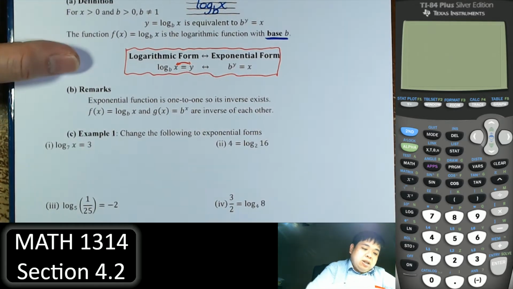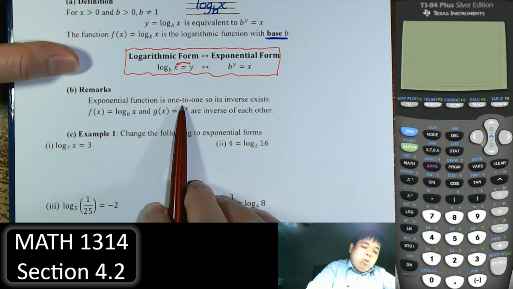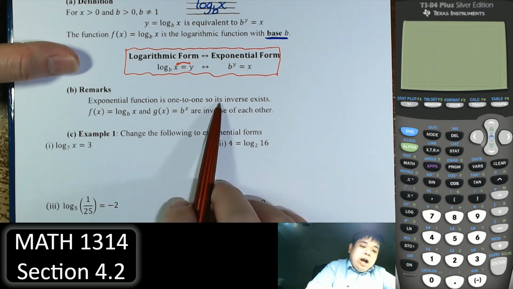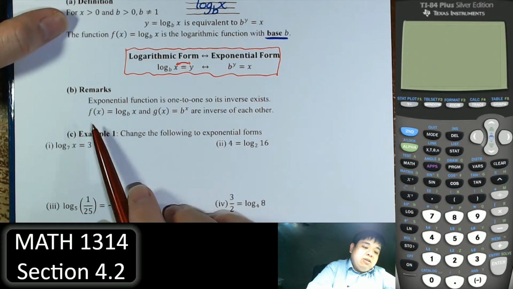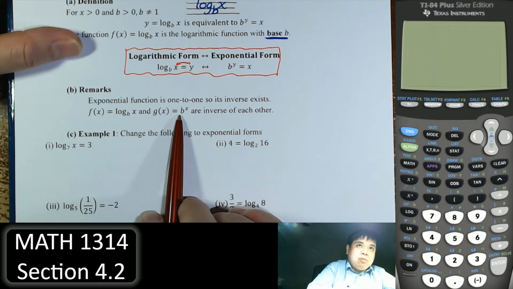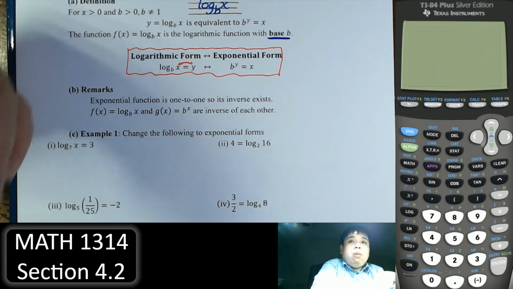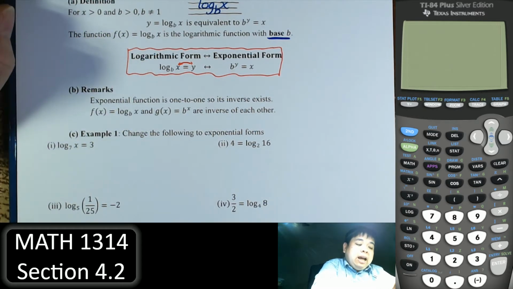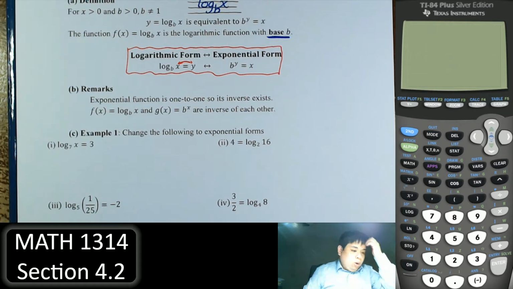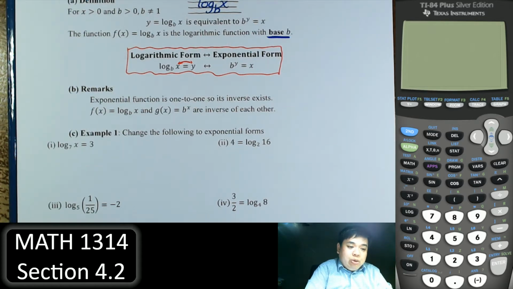So remarks. Exponential function is a one-to-one function. So the inverse exists, and the inverse is a logarithmic function of the same base. So those two are inverses of each other, and all the properties of inverses will carry. And we'll see that when we look at the graphs and characteristics of these functions. But for now, the definition is all we have.